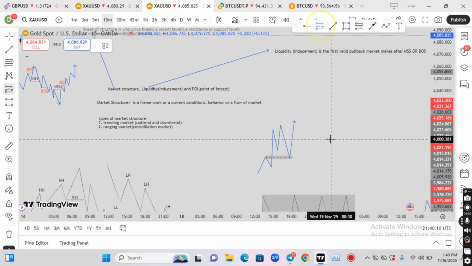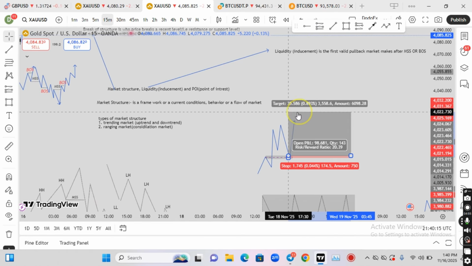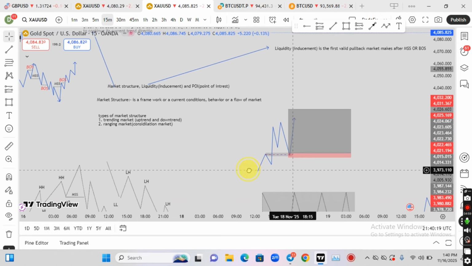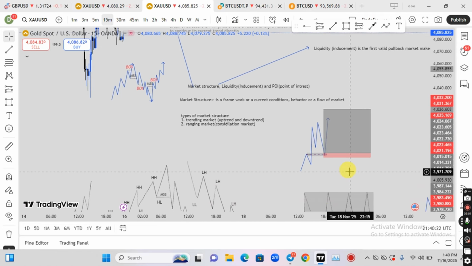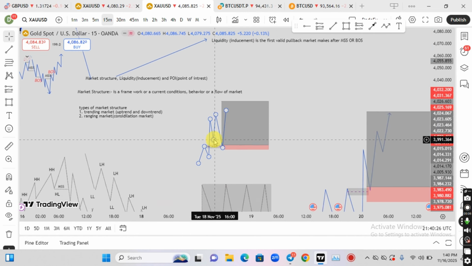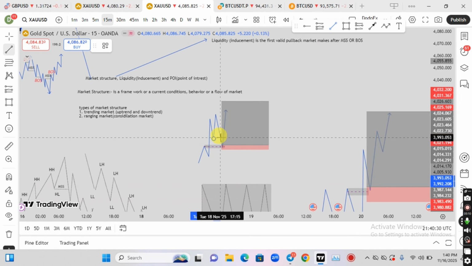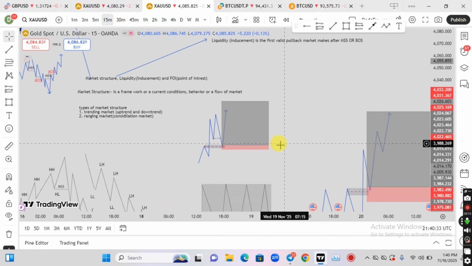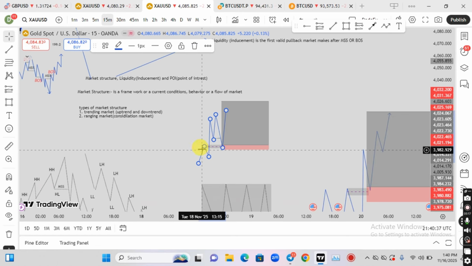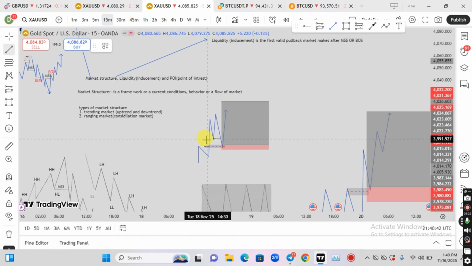Then I go on a buy, depending on which point of interest I'm looking at. So the first valid pullback that price has to make here, this zone here, is my liquidity, which is my inducement for the break of structure part. This is for the break of structure part. Let me label it here: break of structure.